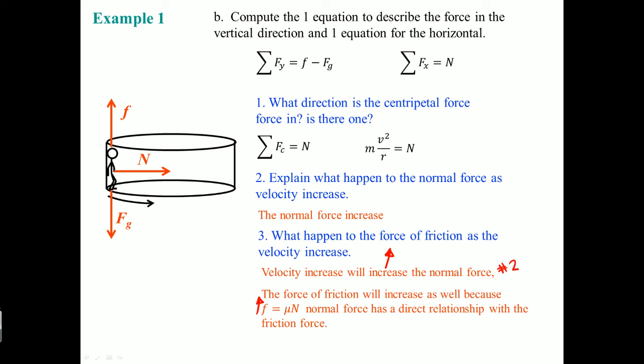Okay, so think about it: as the ride spins faster and faster, the person is pressed up against the wall more and more. And then the molecules are locked more, so that's why the force of friction increased.